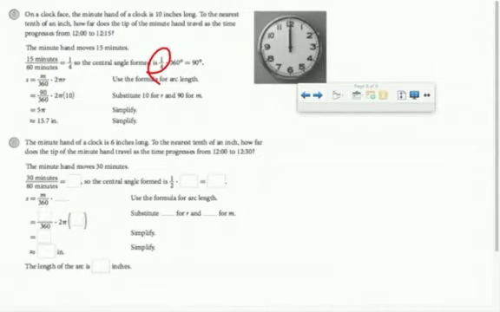Here we're given that the minute hand is 6 inches long. The reason why they're giving us that is the radius of the circle. And it's asking us how far does the tip of the minute hand travel as time progresses from 12 o'clock to 12:30. So 30 minutes over 60 minutes is 1/2. So the central angle formed is 1/2 of 360, which equals 180.